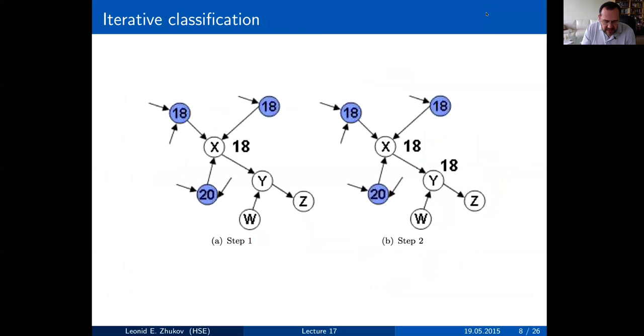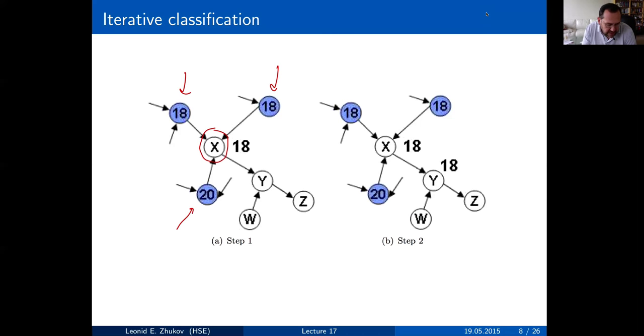Oh, and this is a picture. I was just trying to draw. This is a picture showing how this will work, for example, in case of regression. Let's say we have a bunch of nodes and there is a value here, the value 20, 18, 18, and there are no known values for nodes X, Y, W, and Z. Based on the given values, on the first iteration we can predict the value for the node X. Think about the regression.